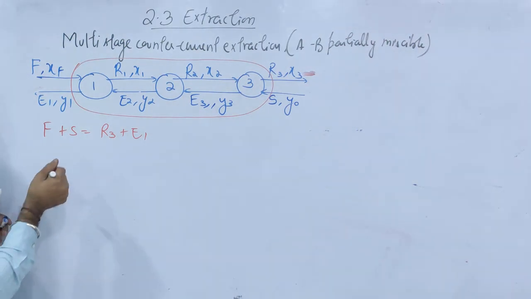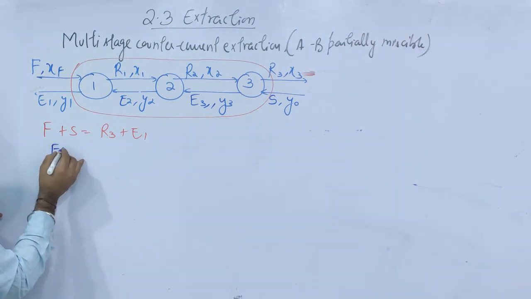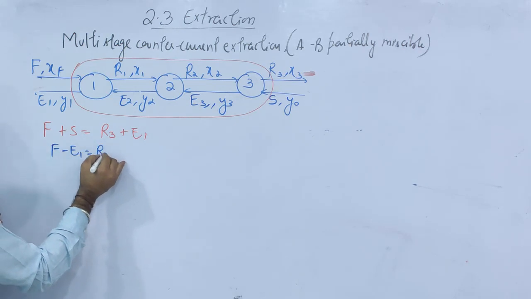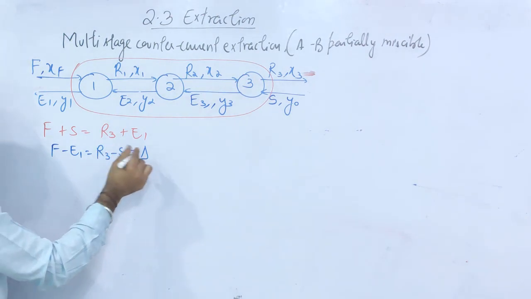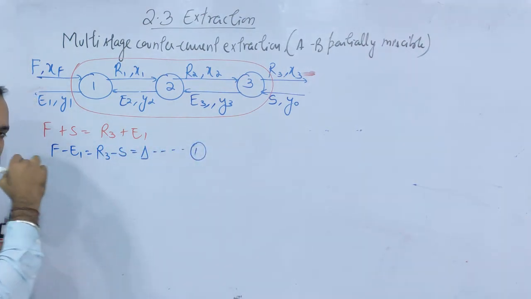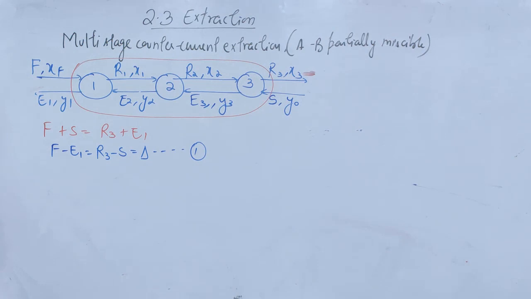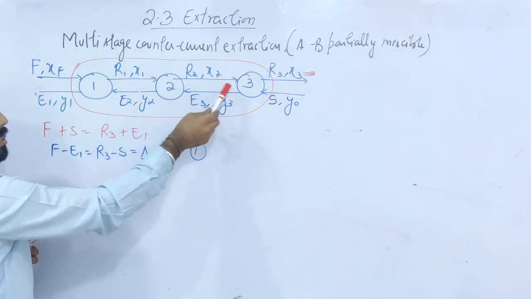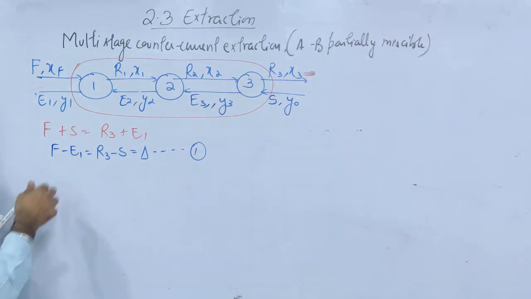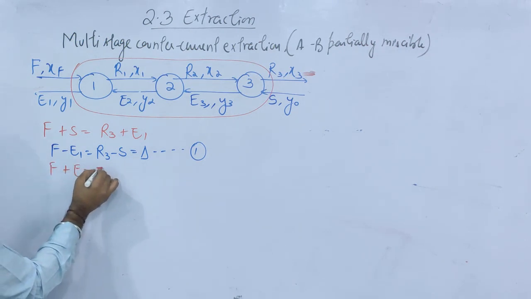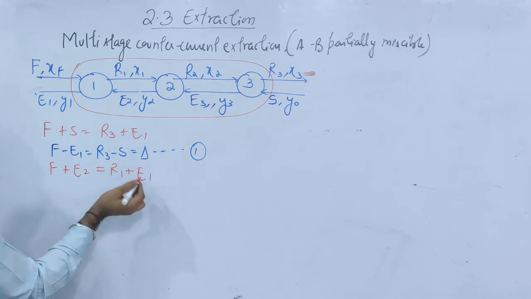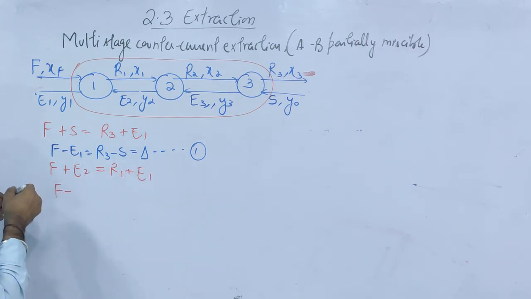Now F plus S is equal to R3 plus E1. Can you also write this as F minus E1 is equal to R3 minus S, and let me write this as delta. Delta is just a symbol, do not worry about this, and let me call this equation 0.1. Fine. Now we will also write the balance on the first stage, on the second stage and on the third stage individually. So for the first stage, what is the balance? The first stage balance says F plus E2 is equal to R1 plus E1, and this can be written as F minus E1.